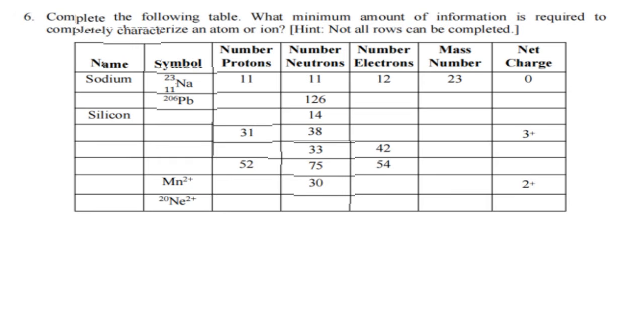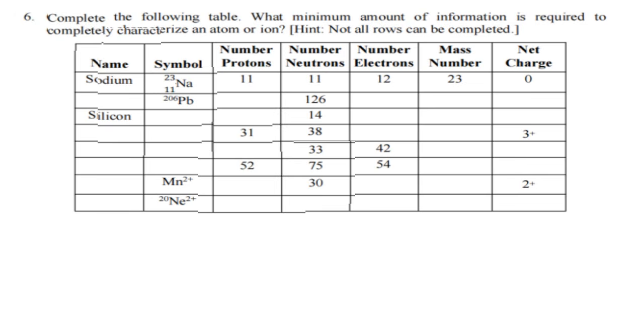Then for question number 6, complete the following table. What minimum amount of information is required to completely characterize an atom or ion? Hint, not all arrows can be completed. So they've given you a hint. Even if you look at everything in this table, not everything can be completed. The question is what minimum amount of information is required to completely characterize an atom or ion. That is the first thing we should know.